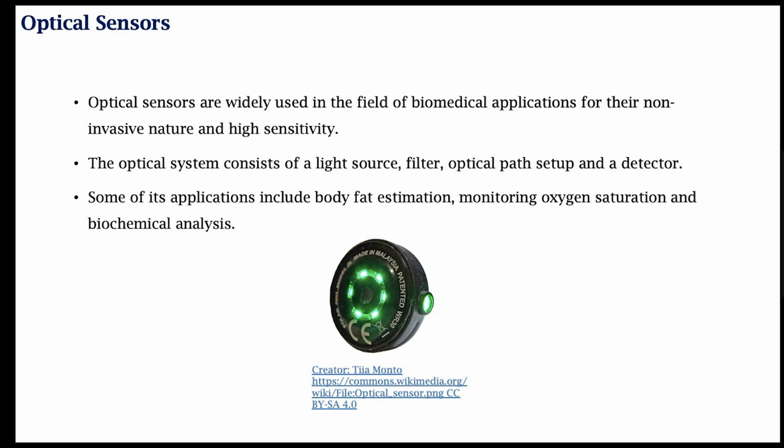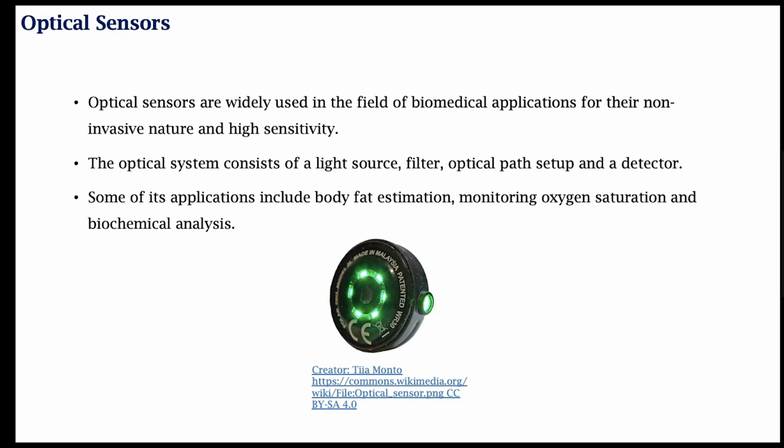Then we looked at piezoelectric sensors and the types of piezoelectric materials and what are the main applications of these. And then we looked at electrochemical sensors, ion selective electrodes, chemfets, biofets, gas sensors, etc.